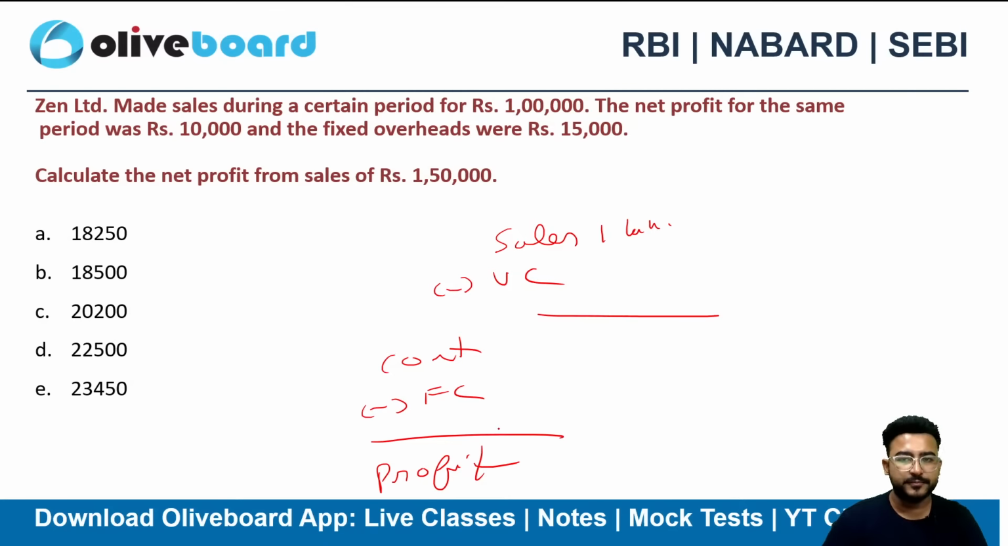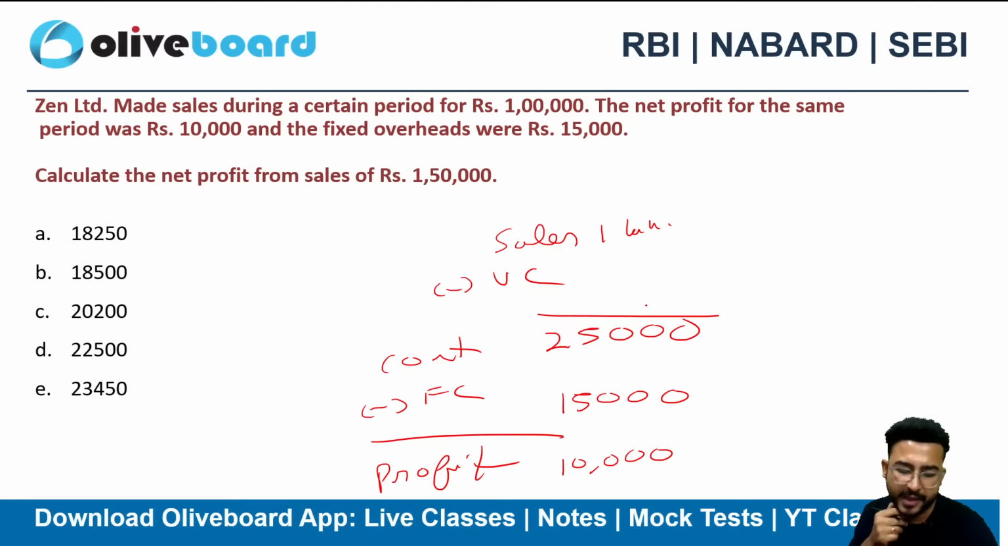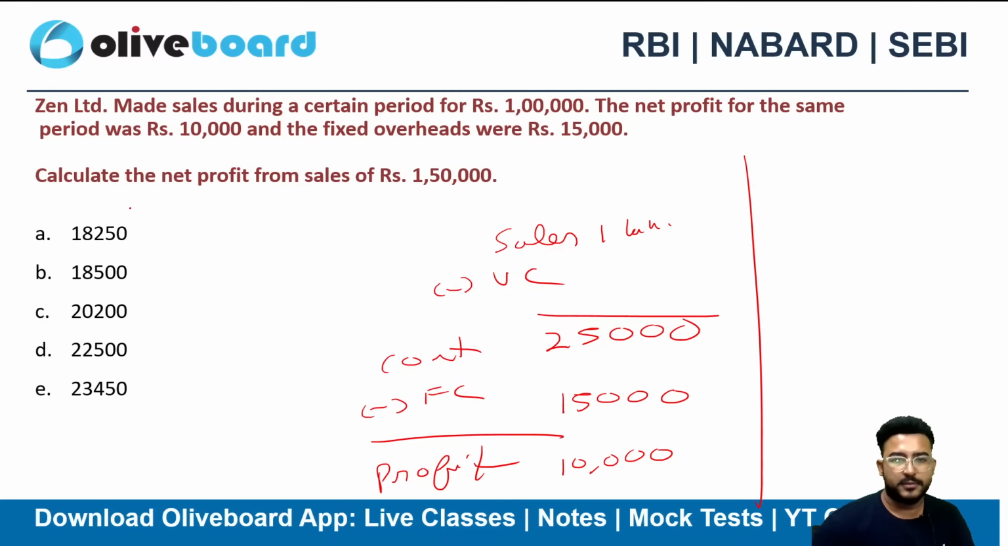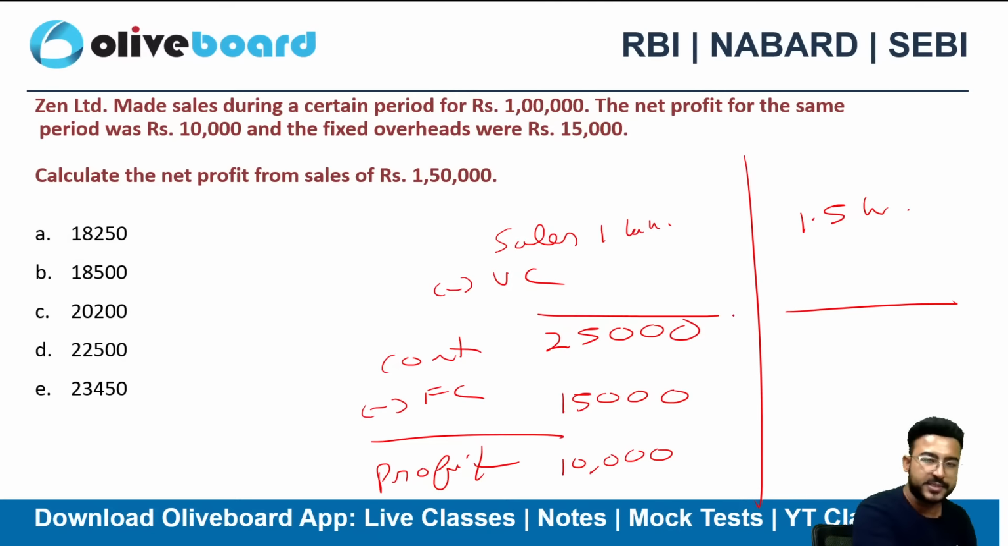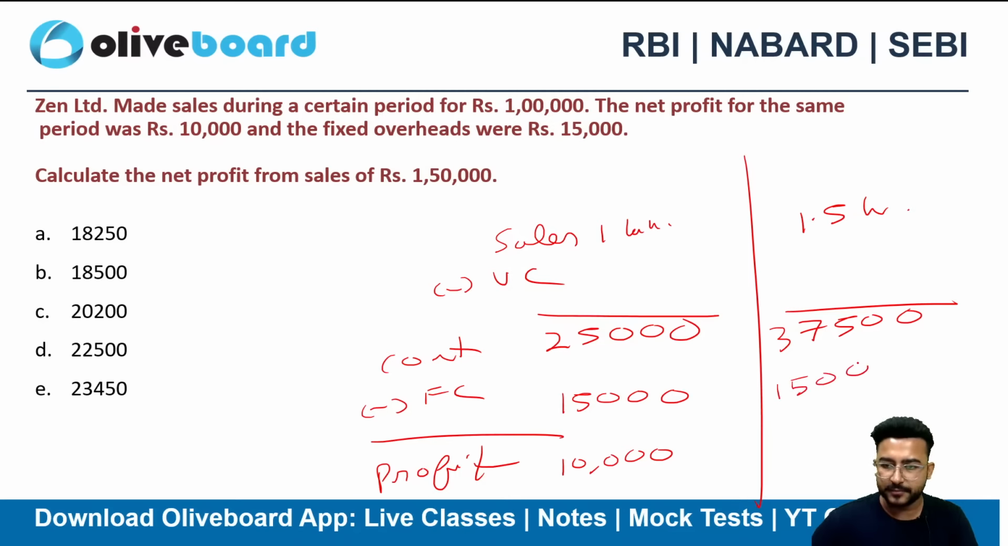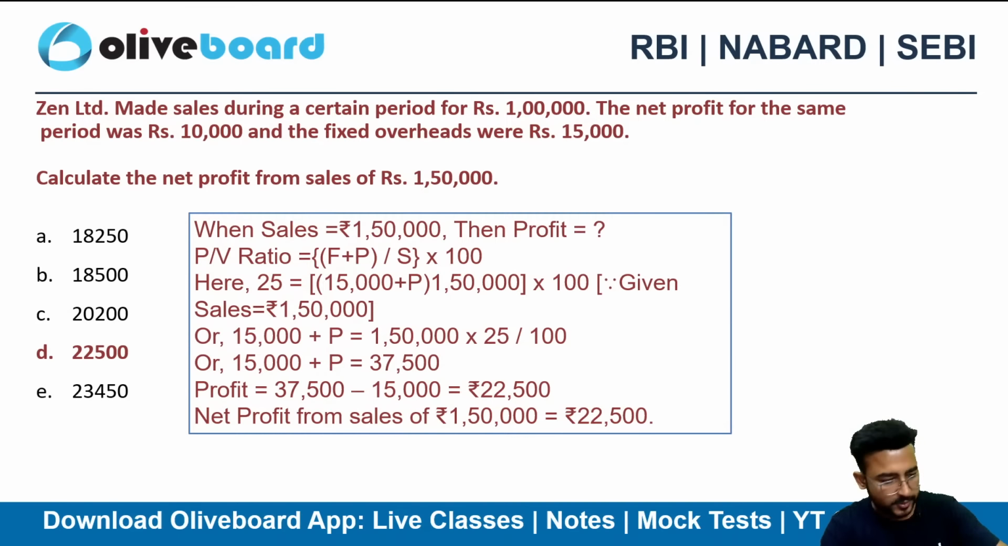What is the profit? 10,000. Fixed cost 15,000. So contribution is 25,000. So can I say 25% is my PV ratio here, right? If I make the sales of 1.5 lakh, still I'll be making a PV ratio of 25%. So 1,50,000 multiplied by 25%, 37,500, minus the fixed cost of 15,000. It will remain fixed irrespective of the level of activity. So 22,500 will be the correct choice here.